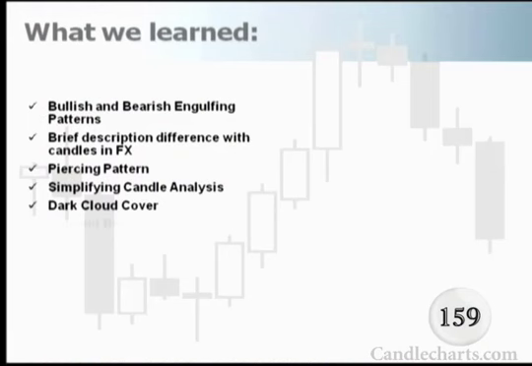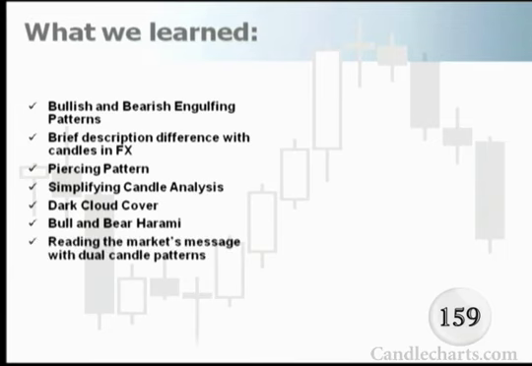Now remember, most of these candlestick signals can be used as support or resistance. The higher the bearish engulfing pattern, the more it should be resistance, the lower the morning star should be support, and so forth. Okay, bull and bear Harami. Big real body followed immediately by a relatively small real body, 25% or less. Reading the market's message with dual candlestick signals we saw in the last few slides. How to do that. Triple candlestick signals, morning and evening stars.